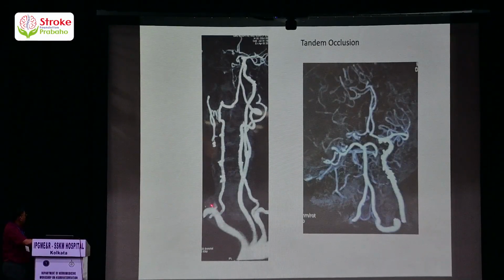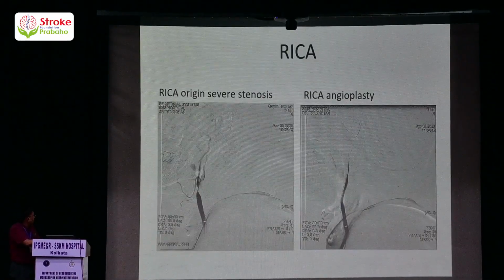So when we see the CT angio, the common carotid artery is not visible from the origin. You can see some external carotid branches, and you can see the MCA is not visible. So occlusion of the common carotid artery, internal carotid artery, and the MCA is not visible. So it was a case of tandem occlusion.